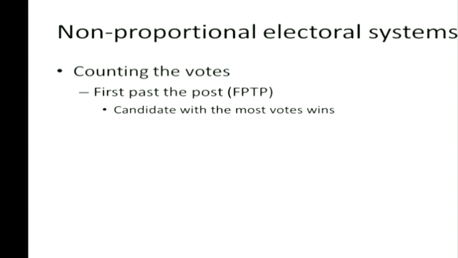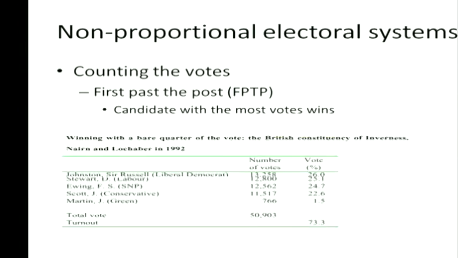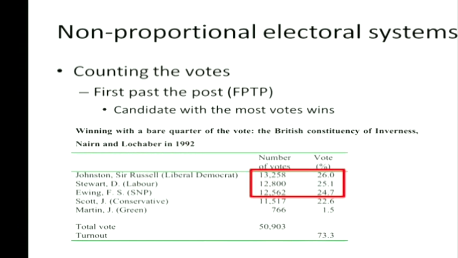First of all, in the first past the post system, the object is who gets the most votes. Here's an extreme example: the poor voters of Inverness, Nairn and Lochaber in 1992. Just look at those votes. This is why we end up with Caesar salad in June. This is the sort of thing that you'll end up with. Russell Johnson, the Liberal Democrat, gets 26% of the vote. The next person, the Labour candidate, gets 25%, and then the SNP candidate gets just under 25%. The winner is Russell Johnson.